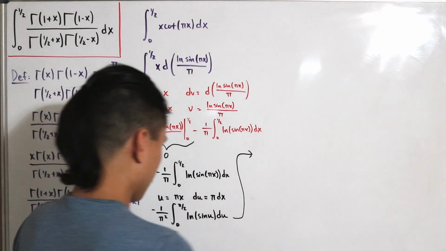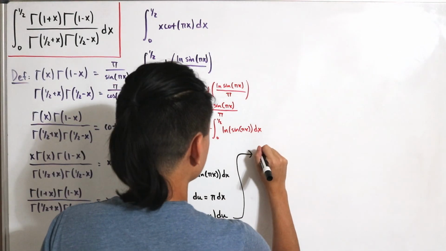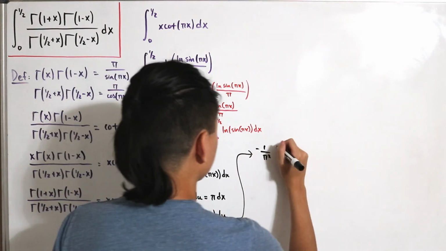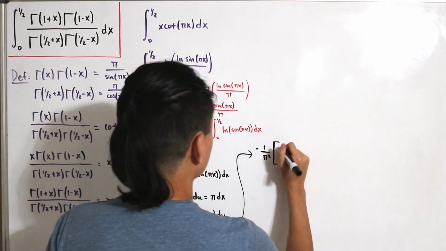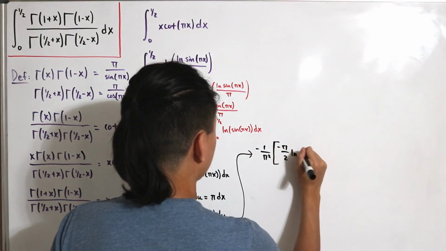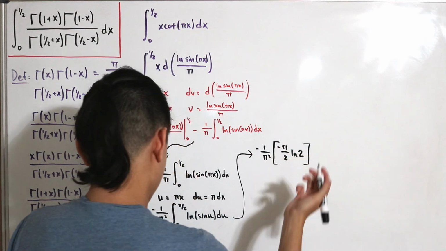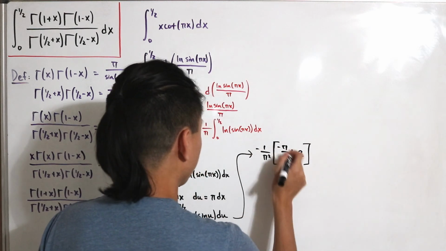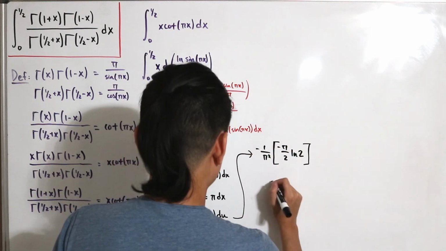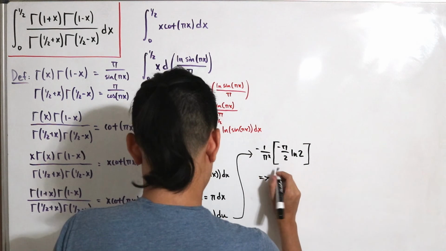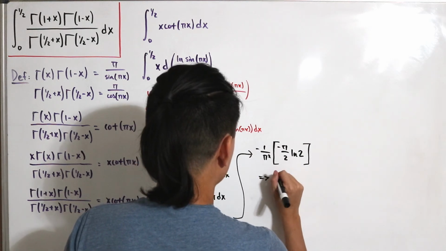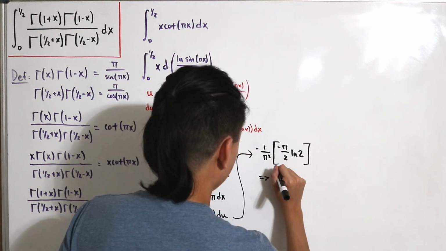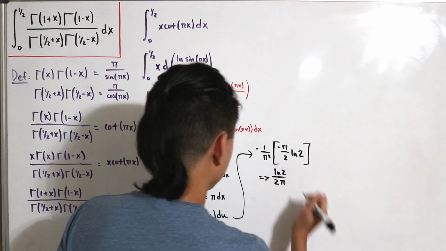But what the value comes down to is that I have negative 1 over pi squared, that's just from here. And then we multiply this. So this integral is equal to negative pi divided by 2, and then the natural log of 2. And then that's pretty much it. Just distribute everything in. So negatives cancel, and then one of the pi's cancel. So now the last thing is that we have the natural log of 2 divided by 2 pi.